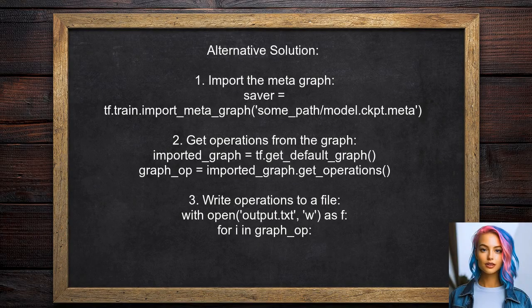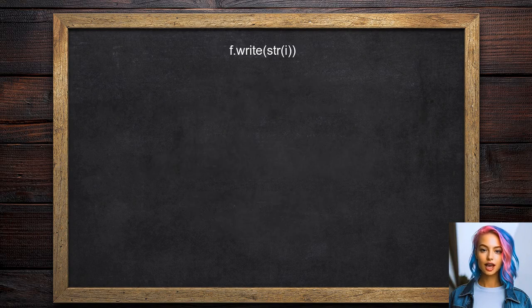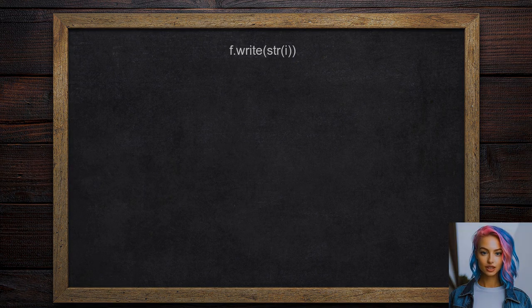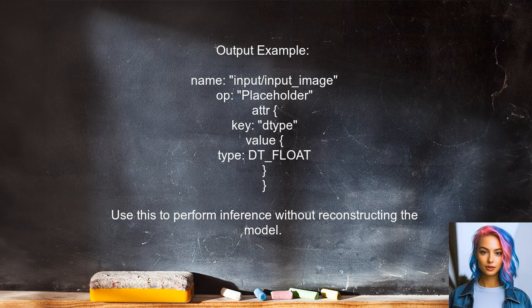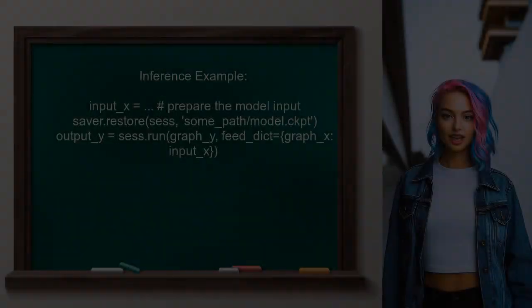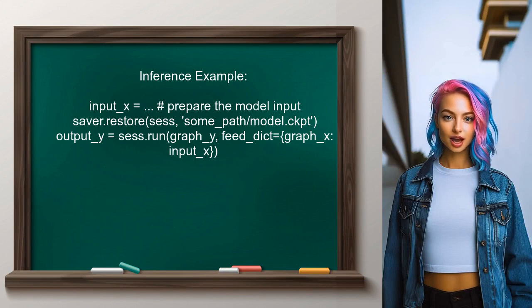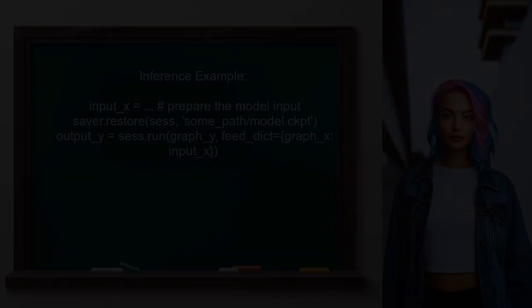An alternative approach shared by another user involves examining the operations in the TensorFlow graph to identify placeholder names. They suggest importing the meta graph and writing the operations to a text file. In the output file, you can find the correct names and attributes of the placeholders. For example, the placeholder op name might be Placeholder in TensorFlow version 1.6. Finally, you can easily run inference by preparing your input and using the placeholder names found in the output file.